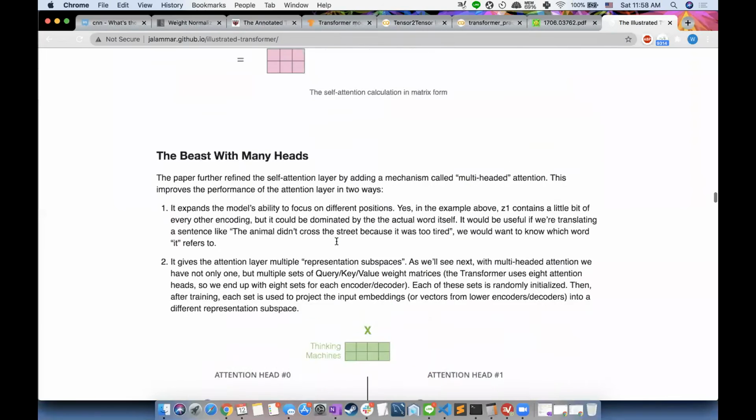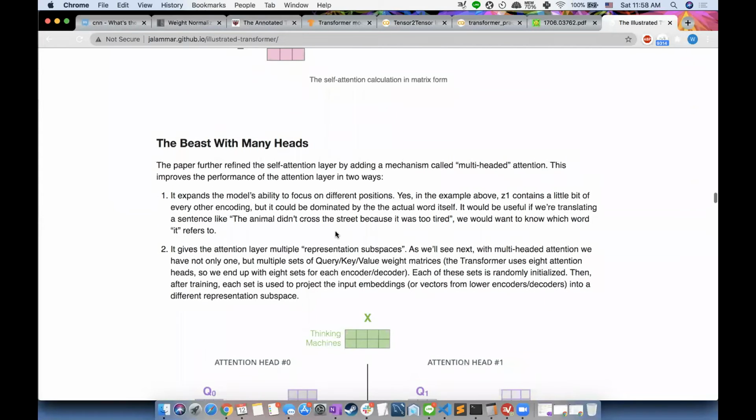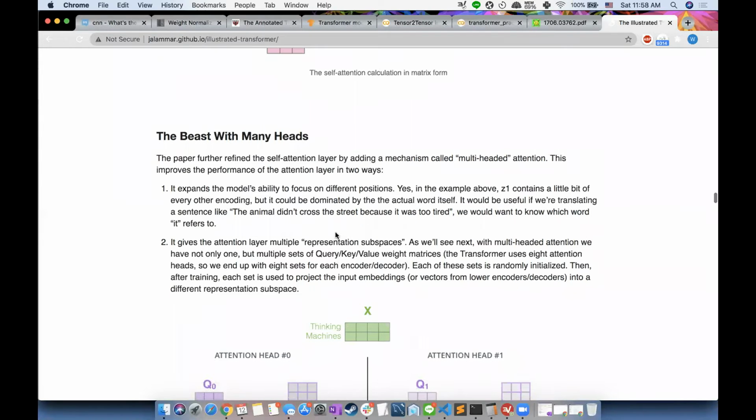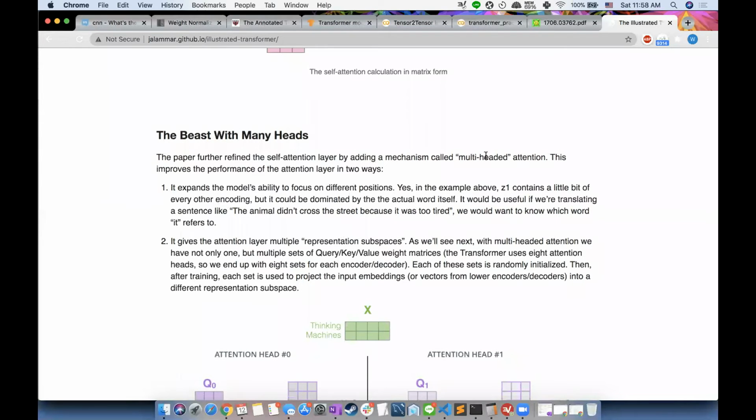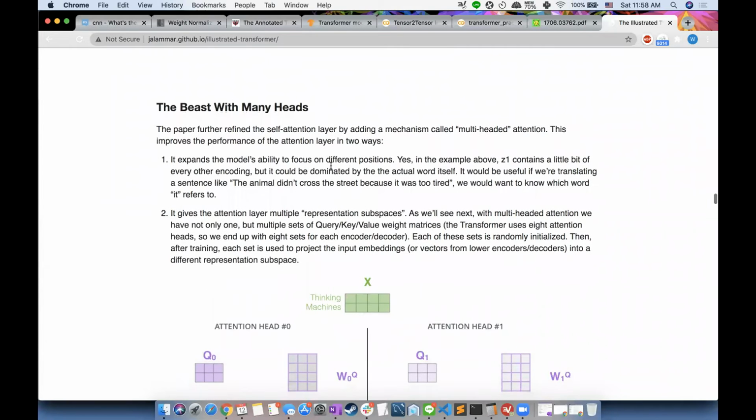Great. Okay, so the beast with many heads, and that is multi-headed attention. This improves the performance of the attention layer in two ways. So why do we need multiple heads?